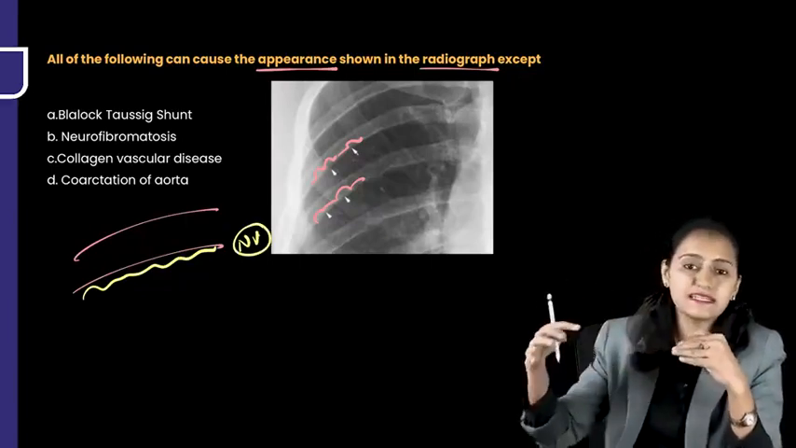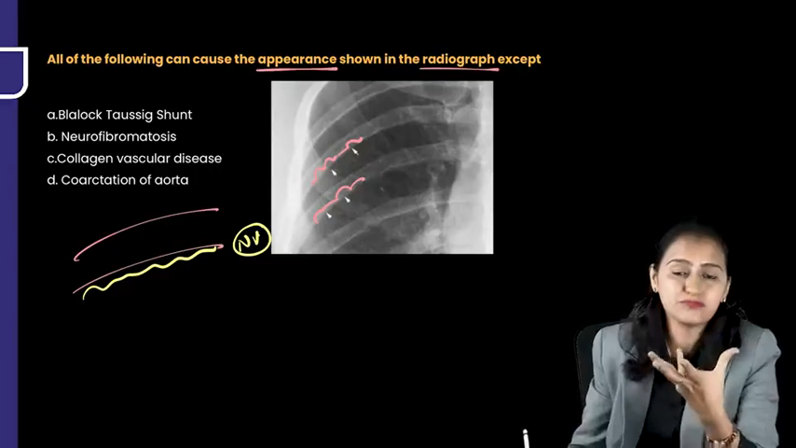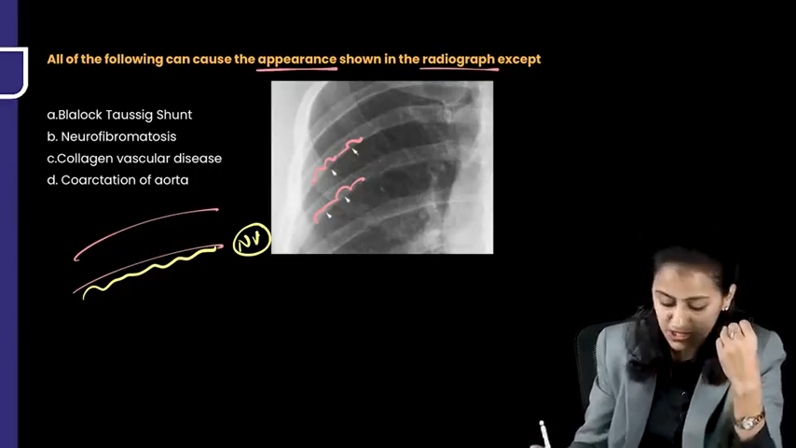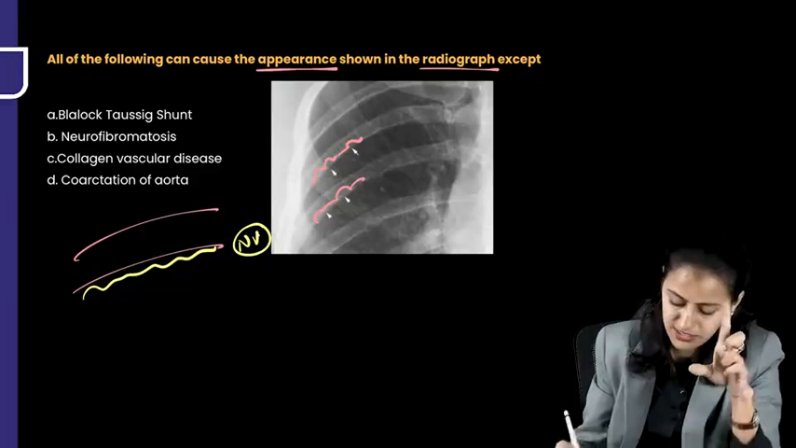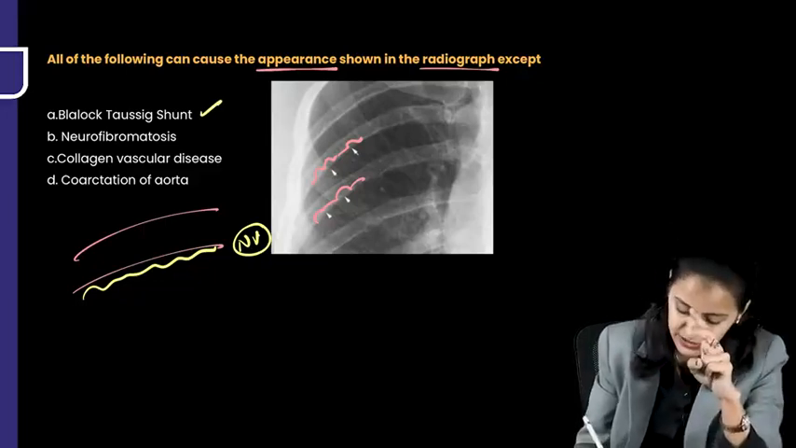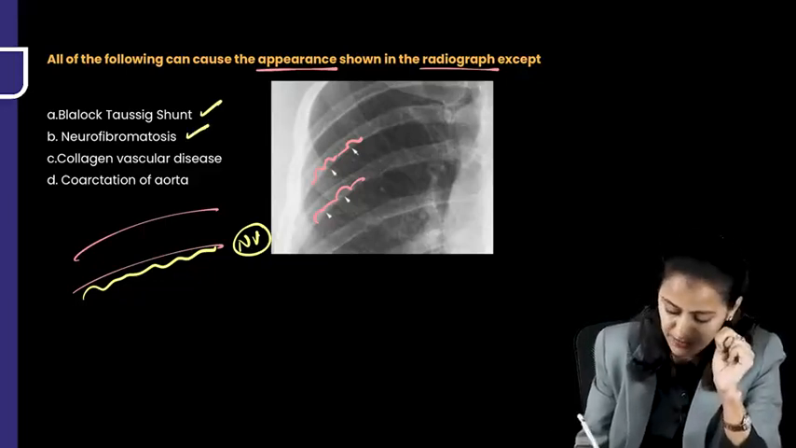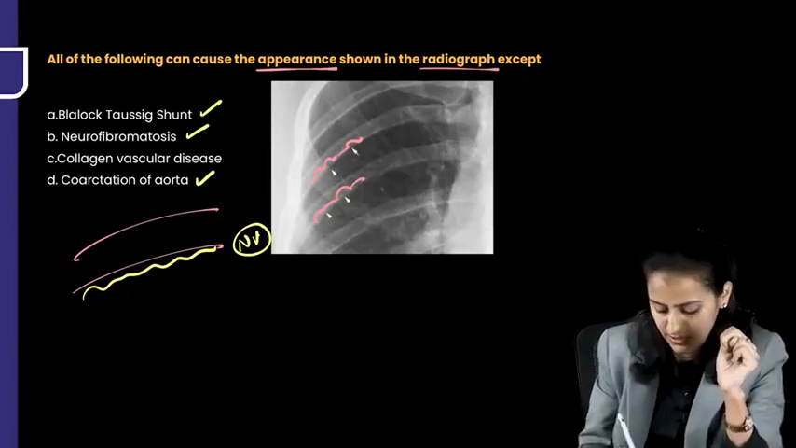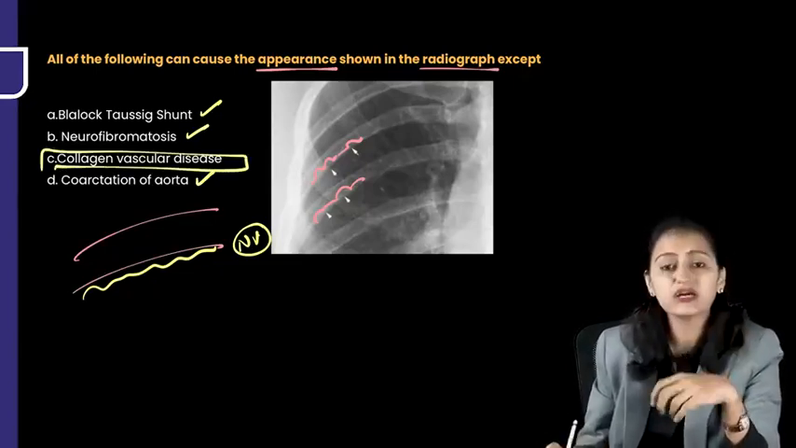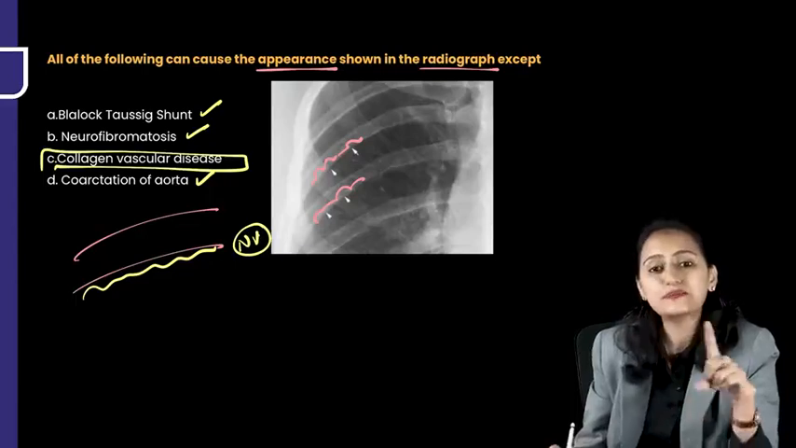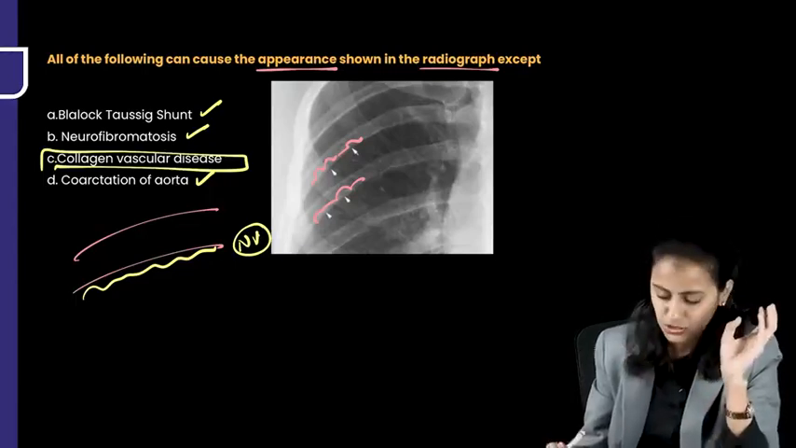So, the vessels pulsating cause the inferior rib notching. The nerve mass can cause inferior rib notching. So, any neurovascular cause: AV shunt, vascular; neurofibromatosis, neural; and coarctation of aorta, vascular. Collagen vascular disease is not a neurovascular cause. So, that will not cause inferior rib notching.